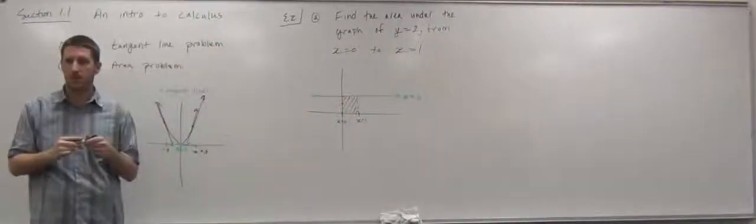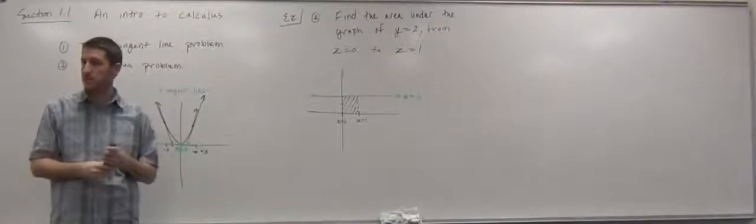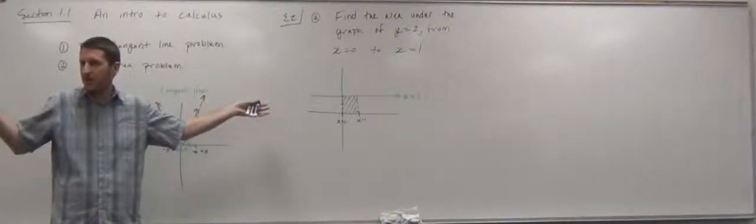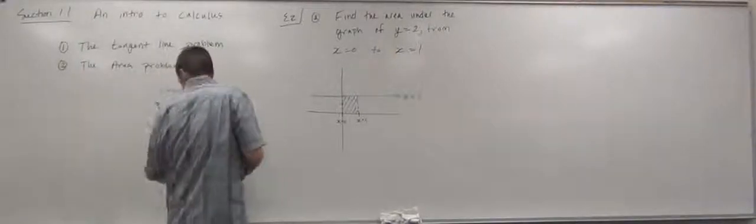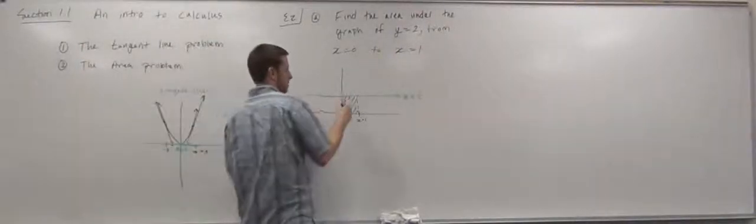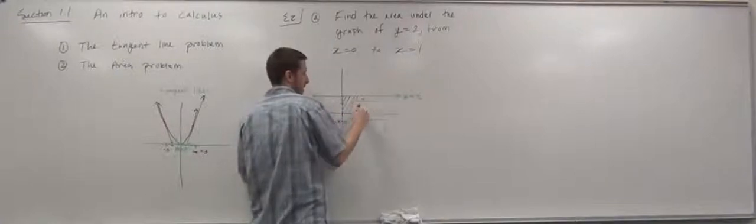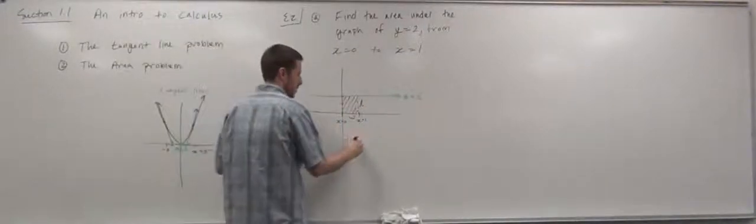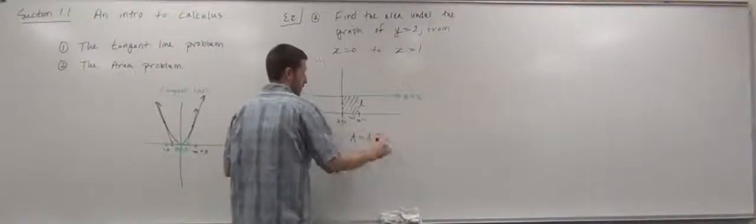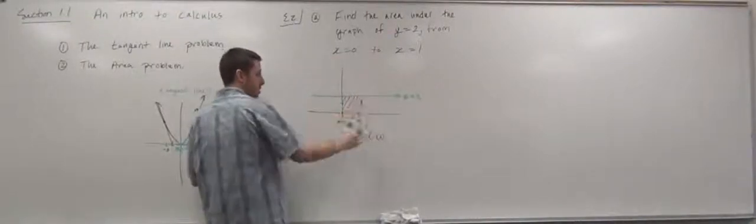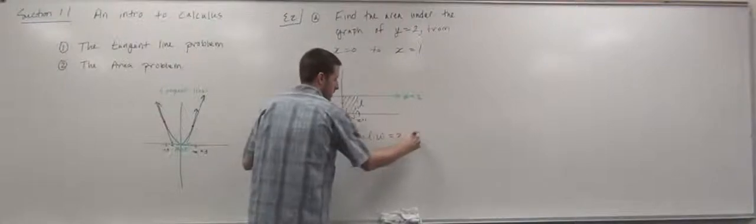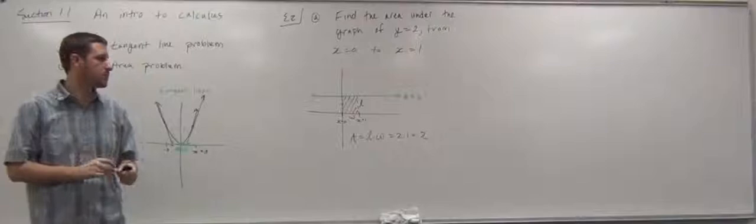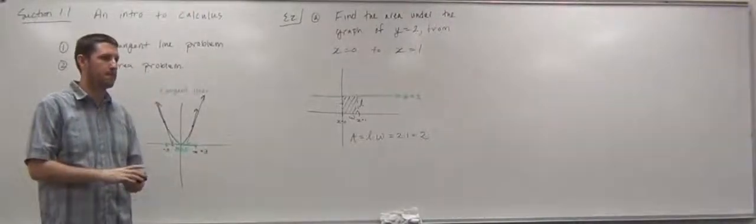2 square units. It's a rectangle, right? You can calculate the area of a rectangle. I hope. Or else we have our work cut out for us. So, length, width. A is L times W. I know my length is 2, I know my width is 1. Because it's area, you know it's squared units. So the area is 2 square units. Easy enough.